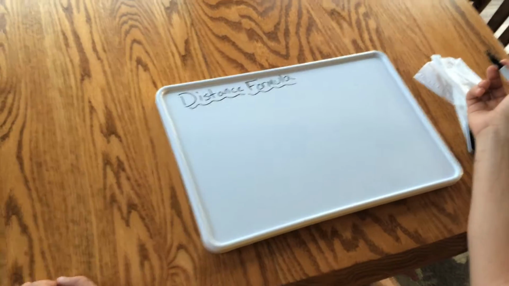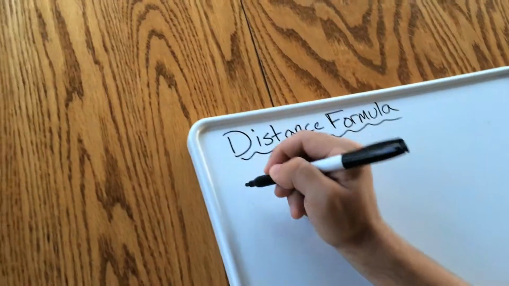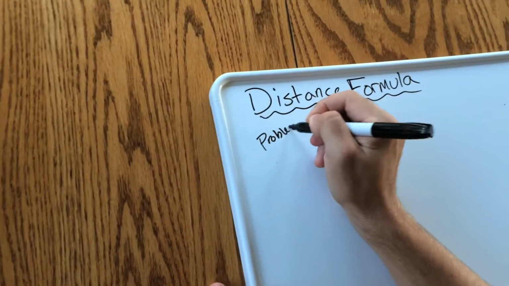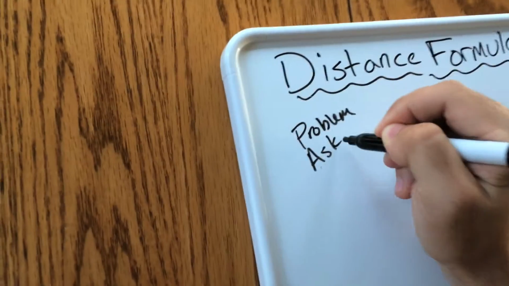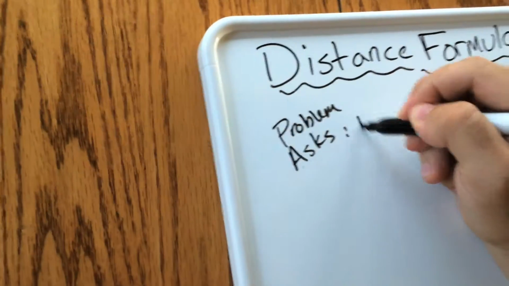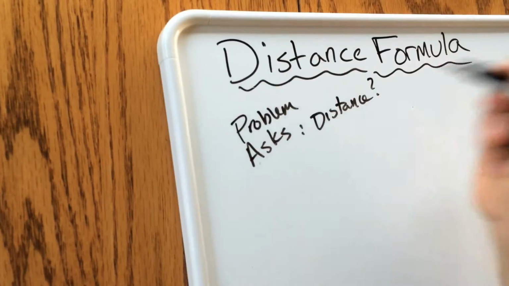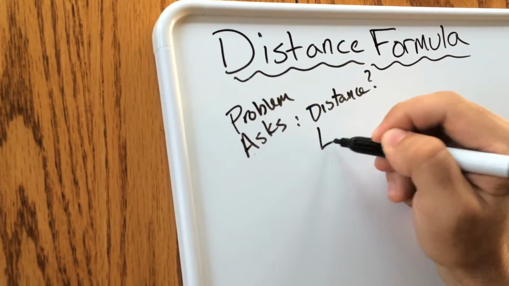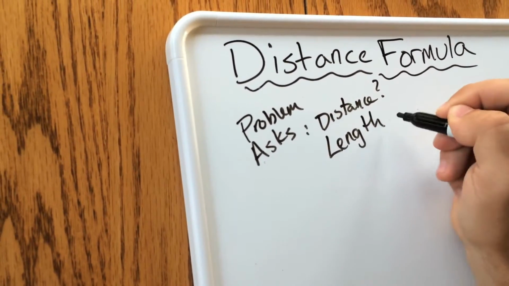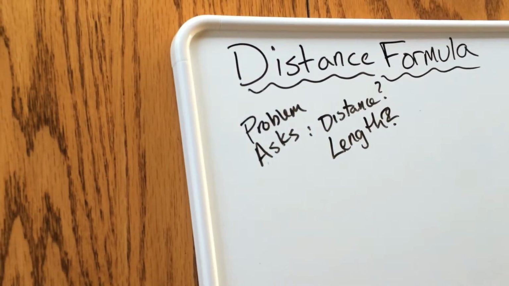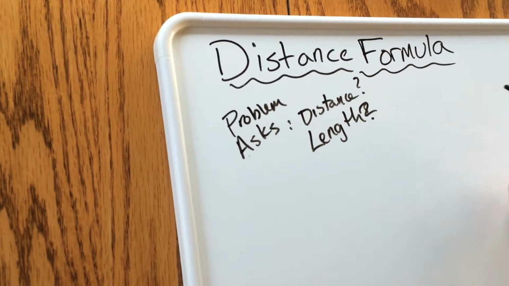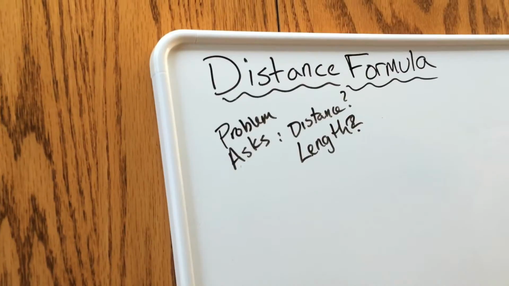Now, with the distance formula, what a problem will usually ask for, it'll usually ask for distance. That's kind of the no-brainer. Or it'll ask for length. Now, if it asks for distance or length, that means we're going to have to use the distance formula.